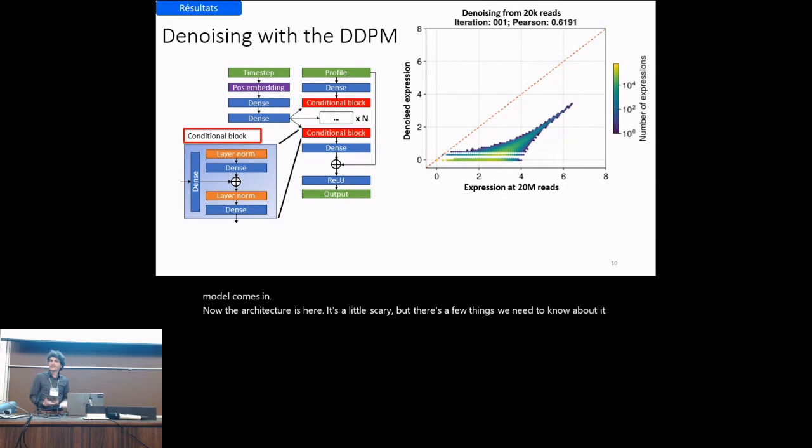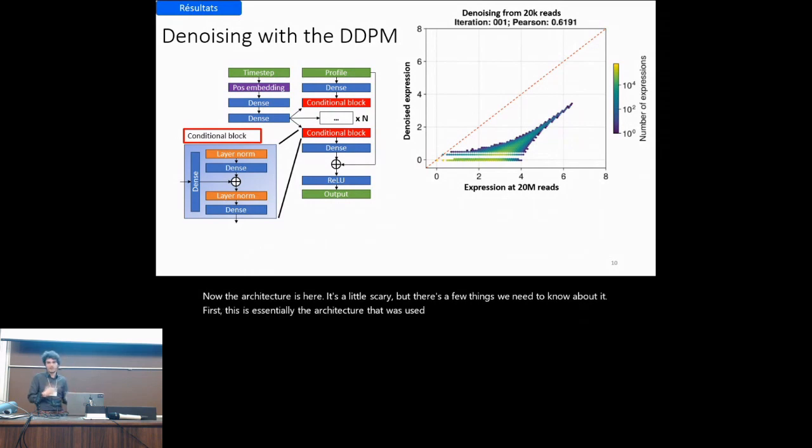First, this is essentially the architecture that was used in the paper by Shannon Zhou for non-image data. Second, it's basically just a deep, fully connected network with coverage information injected periodically. And finally, once the model is trained, it's an iterative denoising process, meaning our low coverage data will pass through the model several times until full denoising is reached.